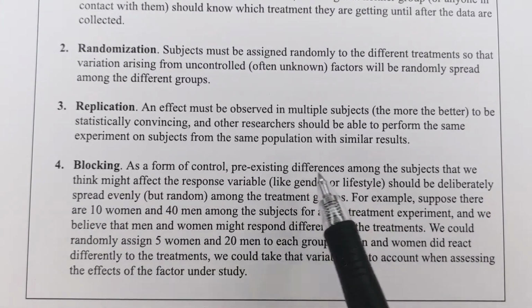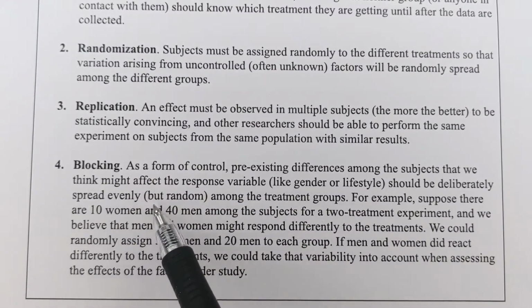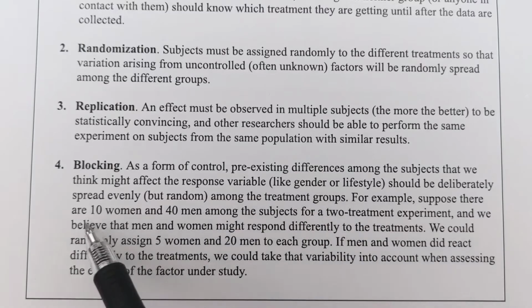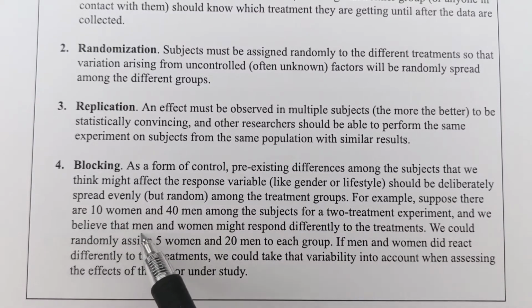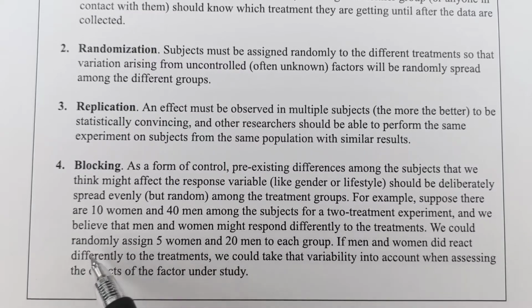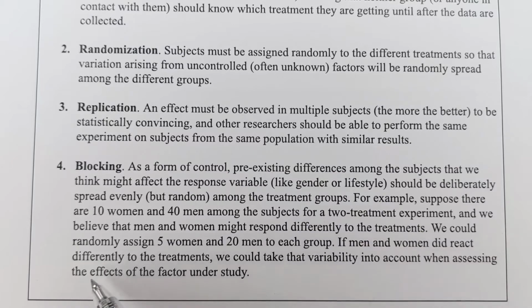Pre-existing differences among the subjects that we might think might affect the response variable should be deliberately spread evenly but randomly among the treatment groups. For example, suppose there are 10 women and 40 men among the subjects of a 2-treatment experiment. It would be that men and women might respond differently to the treatments. We would randomly assign 5 women and 20 men to each group. If men and women did react differently, this would take the variable into account because they are evenly distributed. If you overload one group with men or overload one group with women, you may get skewed results because the fact that they are male or female is having an effect on the results.